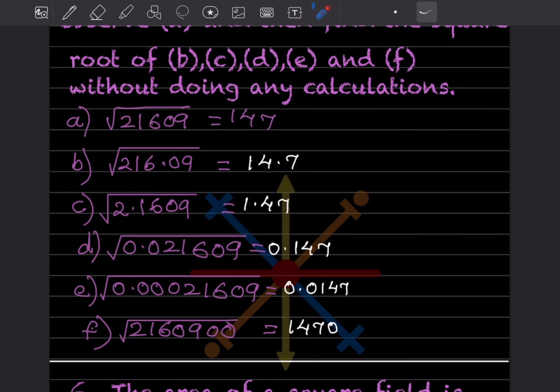Now here, this is for this part. We have 147. And there are 2 zeros over here, but that is in the square root. So when you pair it, that will be just 1.